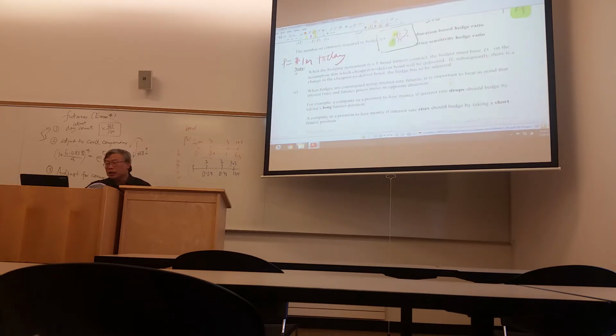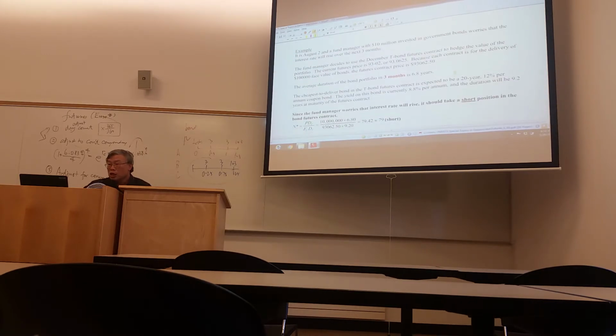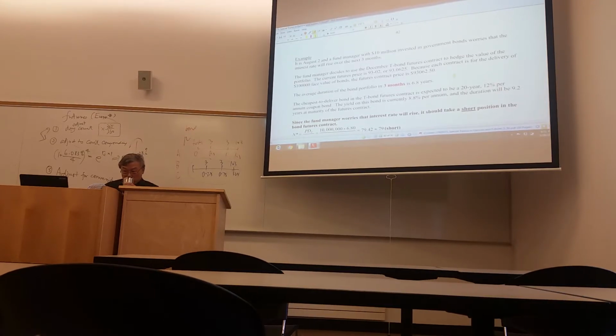Now with this in mind, let me give you an example. Page 42. It is August 2nd, and the fund manager with 10 million in bonds worries that the interest rate will rise over the next 3 months. The fund manager decides to use the December T-bond futures contract to hedge the portfolio.